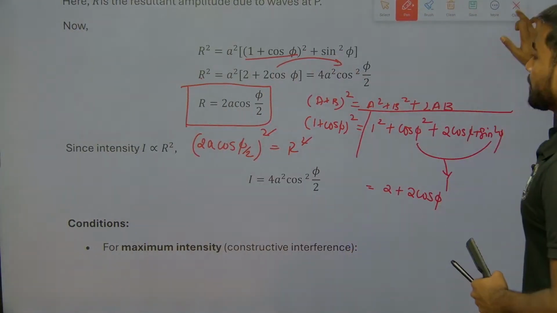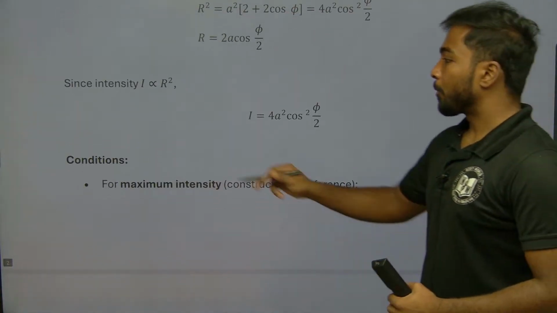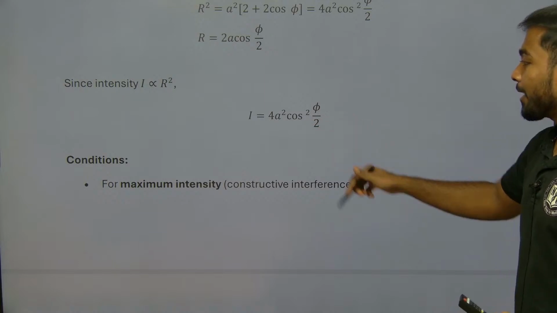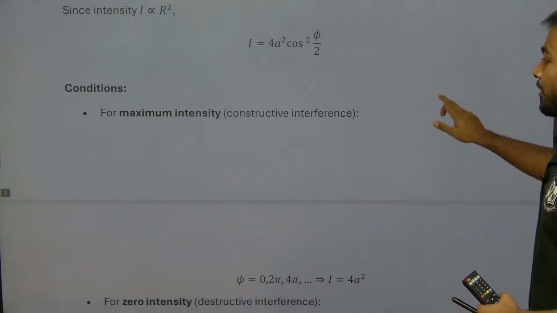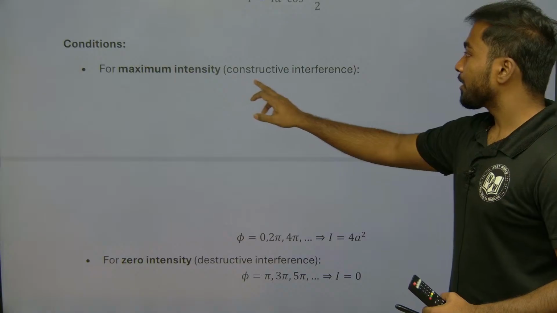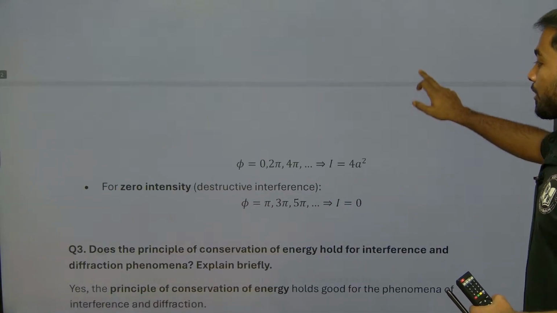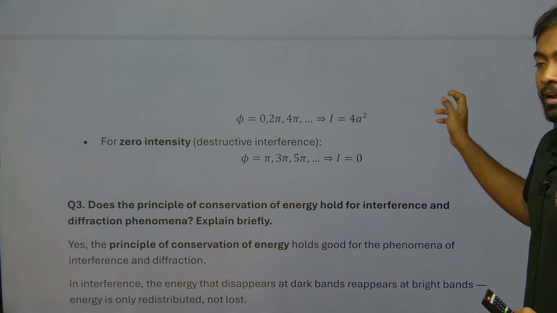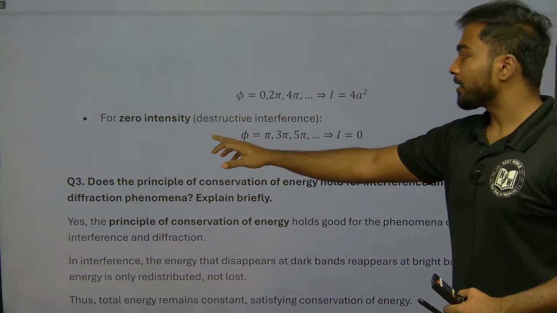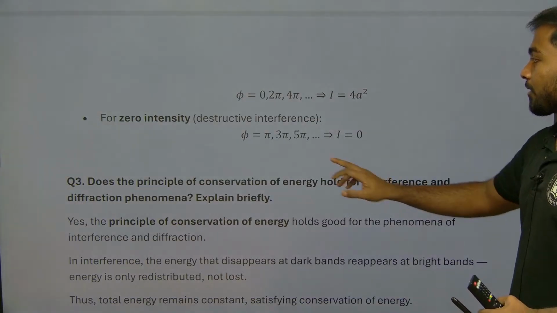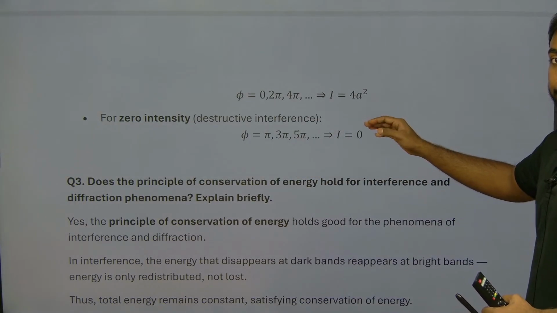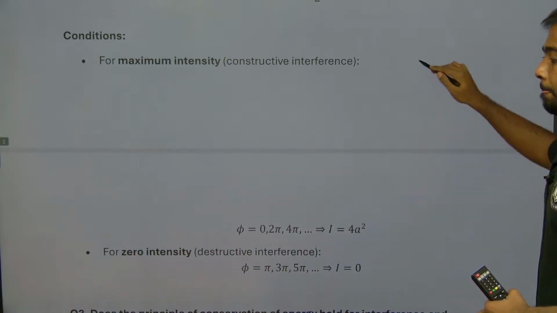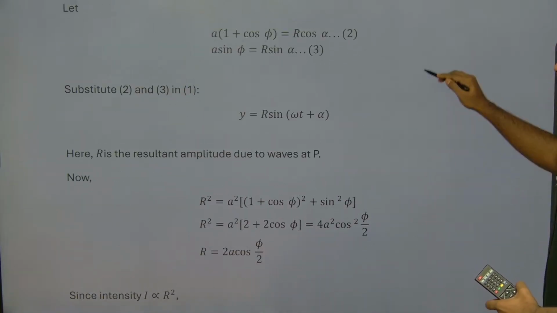And since intensity is directly proportional to r square, I will be equal to 4a square cos square phi by 2. So the condition for maximum intensity, constructive interference, is phi equals 0, 2 pi, 4 pi, and it goes on. And for zero intensity, it is destructive interference, phi equals pi, 3 pi, 5 pi, 7 pi, odd multiples of pi will come. So these are the conditions.